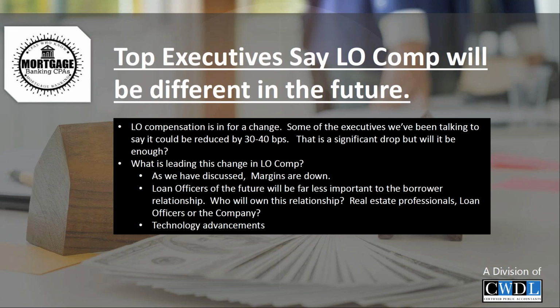And the question is what's leading to this change in LO comp? I think obviously we talked about if your gross price per loan has gone down, you have to make that up somewhere. And in addition to that, the relationship between the customer, I mean, the loan officer of the future might not have the same significance as they do today. Who owns that borrower relationship? Is it the real estate professional? Is it the company? Or is it going to continue to be the loan officer where the business is born and brought into the company?